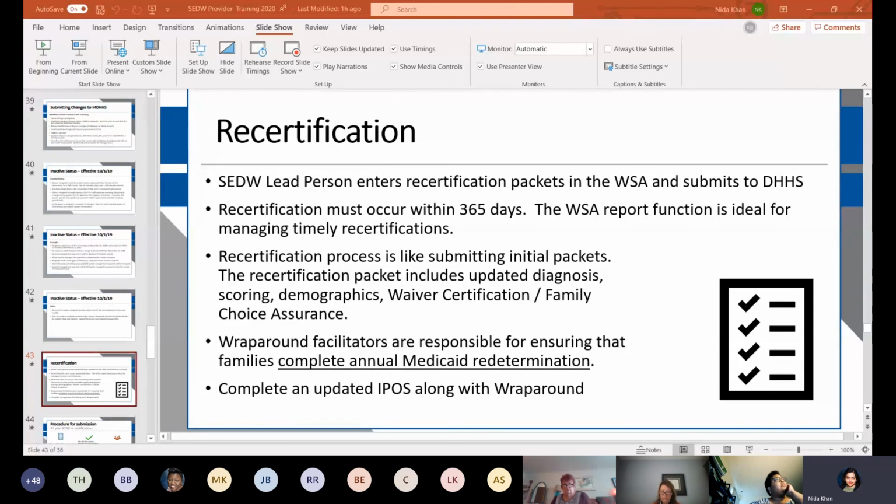The recertification process basically means we have to submit an initial packet all over again. So it's almost like you're doing all the paperwork all over again. It will include the diagnosis, scoring, demographics, and the waiver certification family assurance form. And then again, the family, once approved, will receive a new Medicaid application they have to recomplete and resubmit. And we also have to complete an updated IPOS along with a wraparound plan.